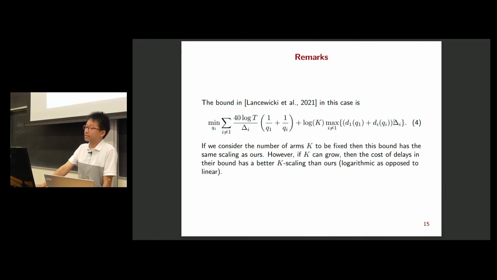And also a comparison with this 2021 paper. In this k greater than 2 case, their bound is the following expression. They have a log k dependence on k. If you consider the number of arms k to be fixed, then this bound has the same scaling as ours. But if k can grow, then the cost of delays in their bound has a better k scaling than ours. They have logarithmic dependence on k, but we have linear dependence on k because we have the sum over the suboptimal arms. But in experiments, we have considered some moderately large k, and we don't observe any deteriorating performance of Thompson sampling.